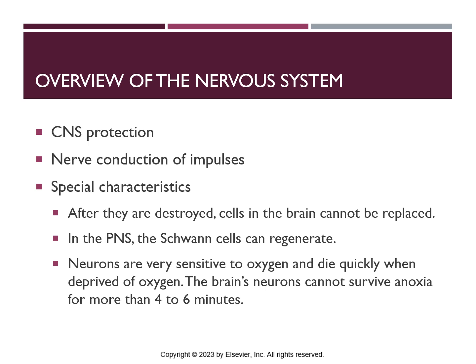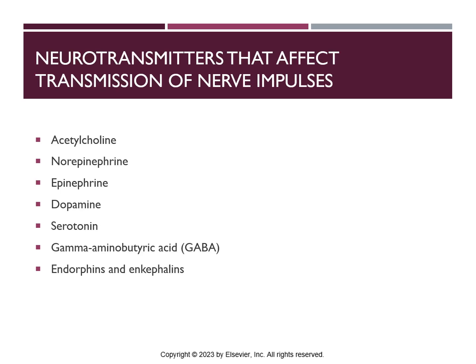Once destroyed, cells in the brain cannot be replaced, but other brain cells can pick up their function. In the PNS, the Schwann cells can regenerate the myelin sheaths that wrap around the axons in the PNS. Neurotransmitters that affect the transmission of nerve impulses can be seen on page 488 within table 21.3.